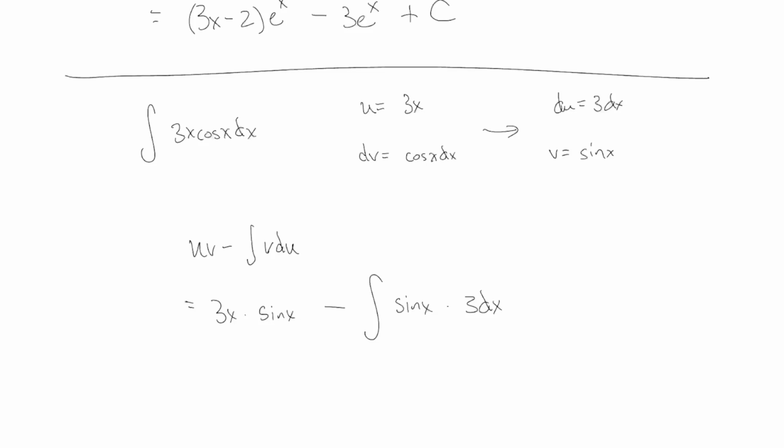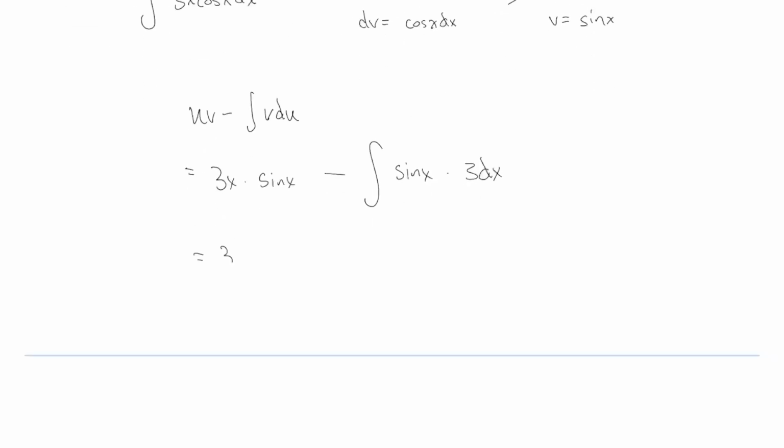Anybody got a suggestion? What should we do next? We have to finish by doing that integral somehow. Yeah, pull the 3 out. Great, factor the 3 out of that integral and then do it: 3 integral sine x dx. The integral of sine x is negative cosine x. So this is 3x sine x minus 3 times negative cosine x. You could write that as plus 3 cosine x if you want.